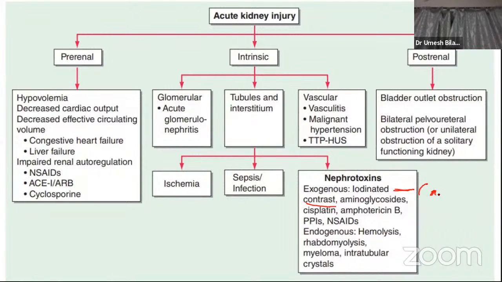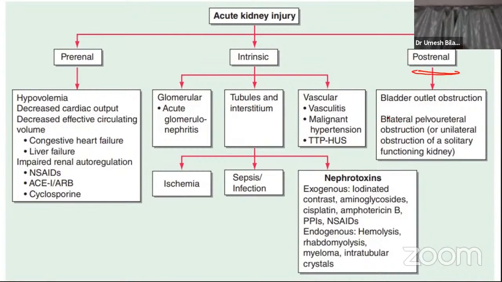Contrast will also cause intrinsic renal disease, as do amphotericin, proton pump inhibitors, NSAIDs, and hemolysis. Rhabdomyolysis is one of the important causes of AKI. Myeloma proteins are secreted and filtered at the glomerulus, and end up plugging the tubules, thus causing renal failure, AKI. Intratubular crystals are another way intrinsic AKI occurs. And after intrinsic, there is post-renal.